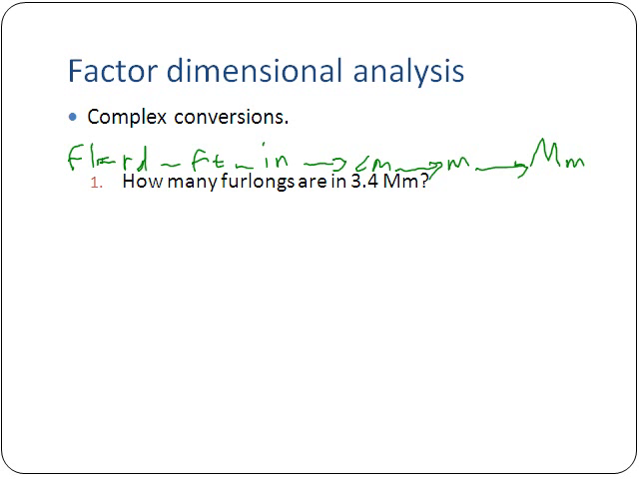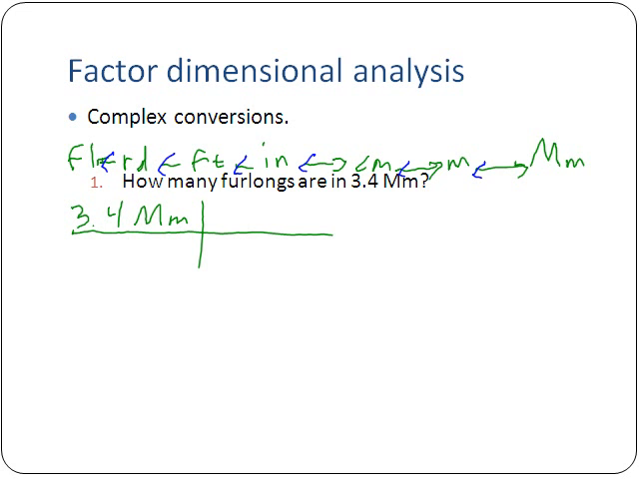Of course, actually in this case, we are doing this the wrong way. We actually want to go the other direction. We want to go from megameters to meters to centimeters to inches to feet to rods to furlongs, because of the fact that we start with 3.4 megameters, which is why you probably ought to start by writing that part out first rather than doing the unit conversion. That way you know which direction you want to go.